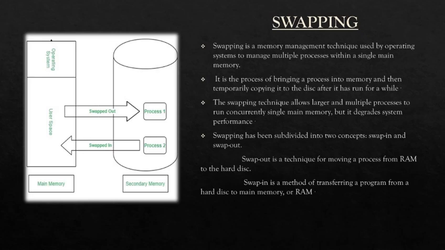Swapping has been subdivided into two concepts: swap in and swap out. Swap out is a technique for moving a process from main memory in the user space to the secondary memory. And swap in is a technique where a program is transferred from the hard disk to the main memory.